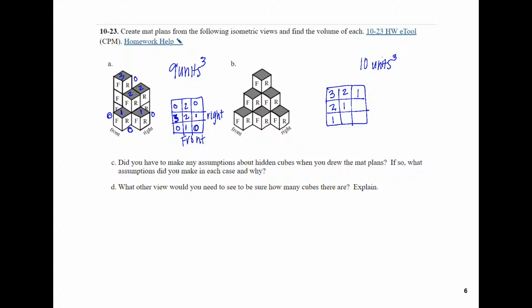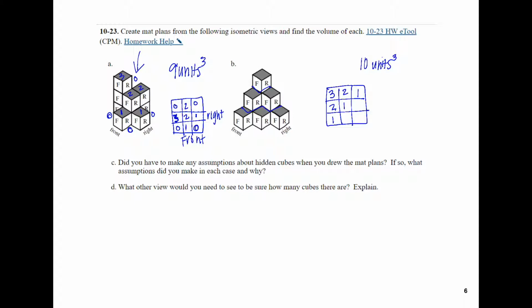Did you have to make any assumptions about hidden cubes when you drew the map plan? If so, what assumptions did you make in each case and why? In this first one, A, we had to assume that there were no cubes in this back corner because we couldn't see anything. We also needed to assume that all of the cubes underneath these levels had things to hold them up. So there were no blocks floating in midair.